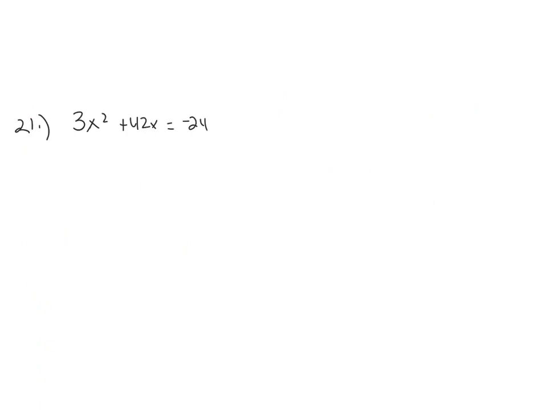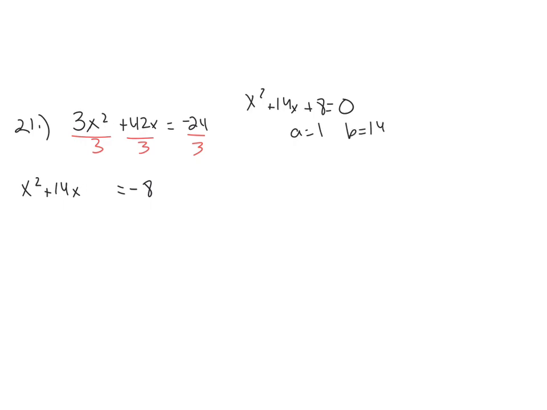Alright, number 21, we have 3x squared plus 42x equals negative 24. If you're going to use completing the square, divide everything by 3. So then I'm going to end up with x squared plus 14x equals negative 8. You can do the same thing if you want to use quadratic formula: you're going to make it equal to 0, find a, b, and c, and plug into the quadratic formula.